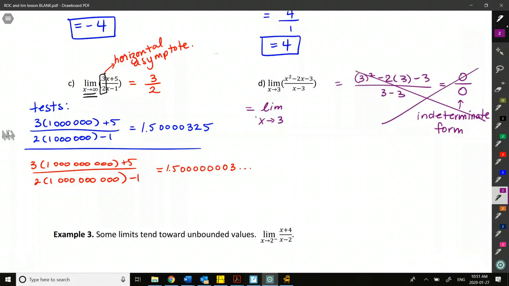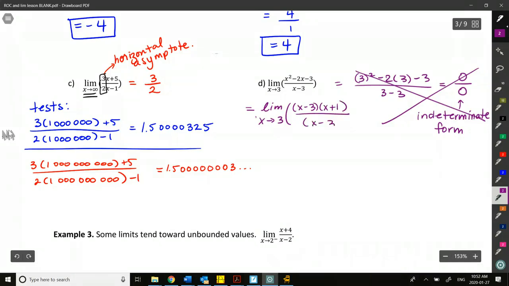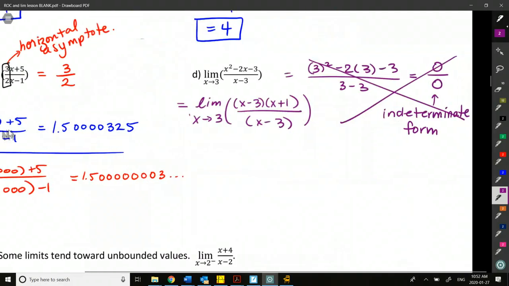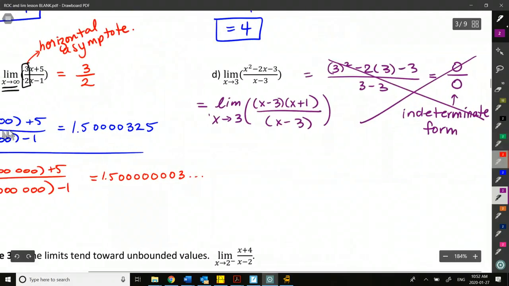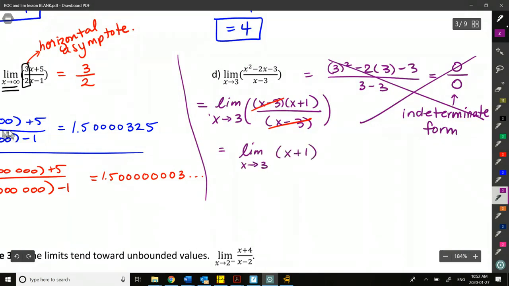So technically I'm not substituting in. I can't use that route. But we can factor the top. Two things that multiply to negative 3 and add to negative 2 are negative 3 and positive 1. Okay, and then we can actually cancel here. And now we're looking at the limit as x approaches 3 of just x plus 1.